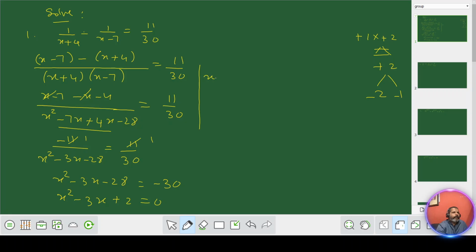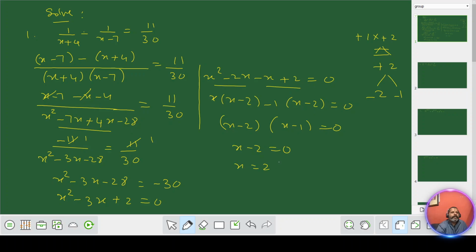Okay, now we split it: x square minus 2x minus x plus 2 equal to 0. Take the common in the next step: x into x minus 2, minus 1 of x minus 2, because in minus x plus 2 there is no common, so 1, but 1 will be common for every factor. Now x minus 2 is common, remaining is x minus 1. Equate to 0: x is 2. Clear? Similarly, x minus 1 is 0, x equal to 1.